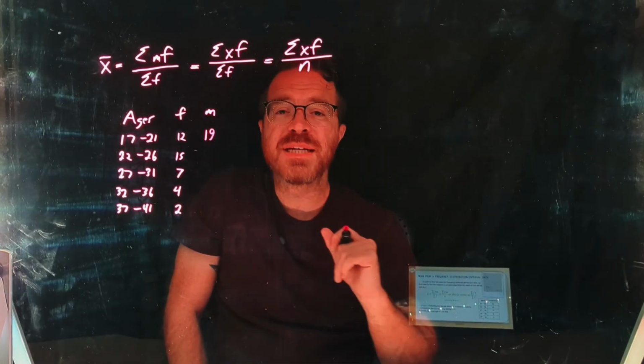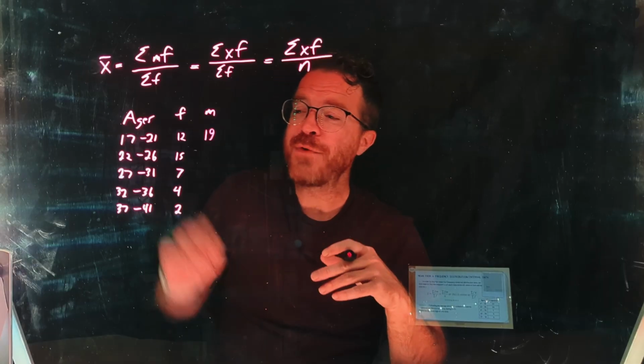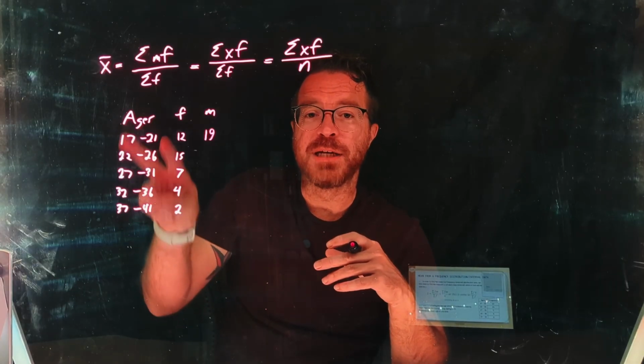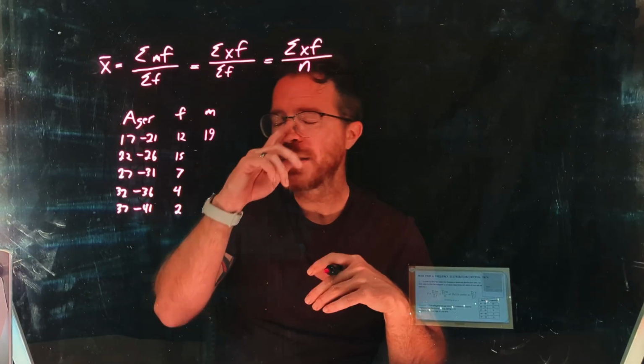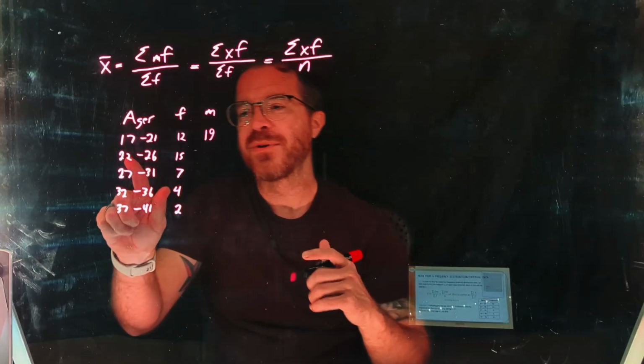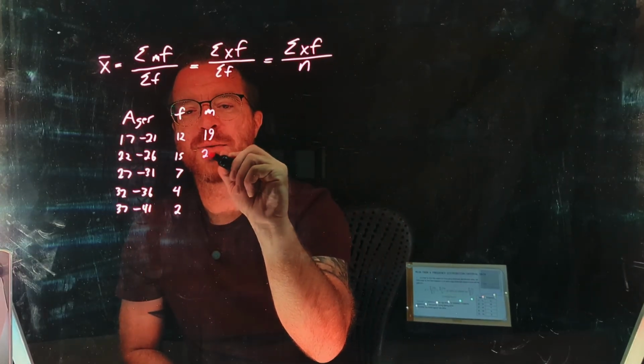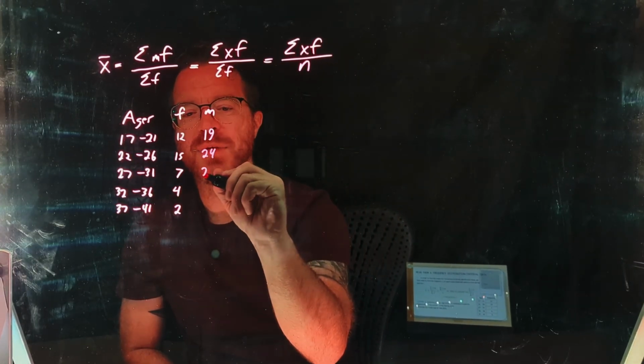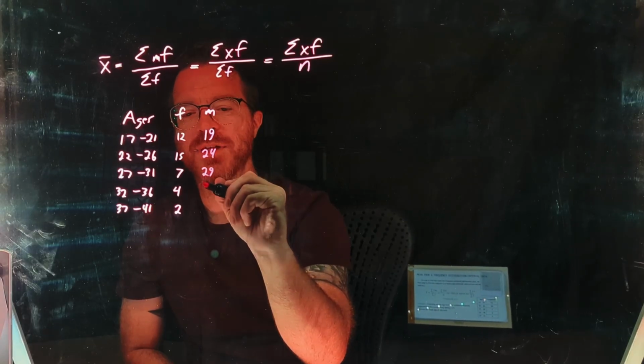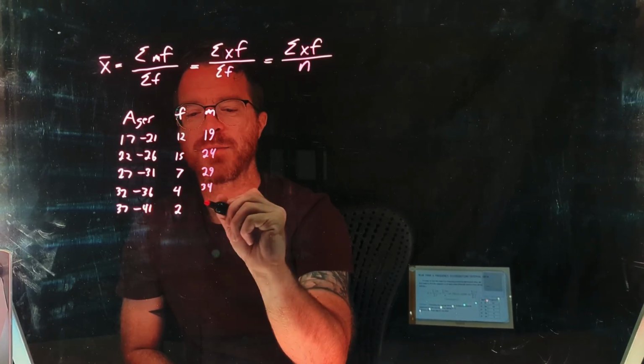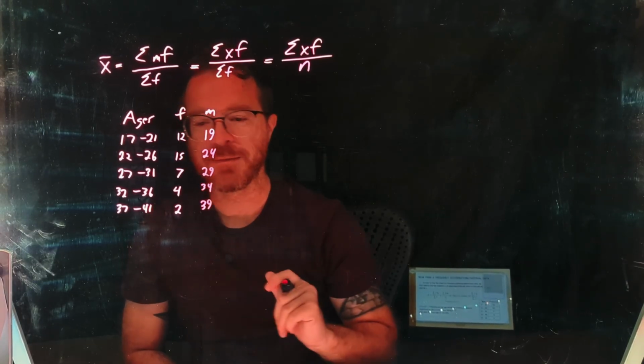Now, much like when we did our histogram, if all of these intervals have equal class widths, then we can just follow a pattern, just like we did before. So this midpoint is going to be 24. This one is going to be 29. This one is going to be 34. And this one is going to be 39.